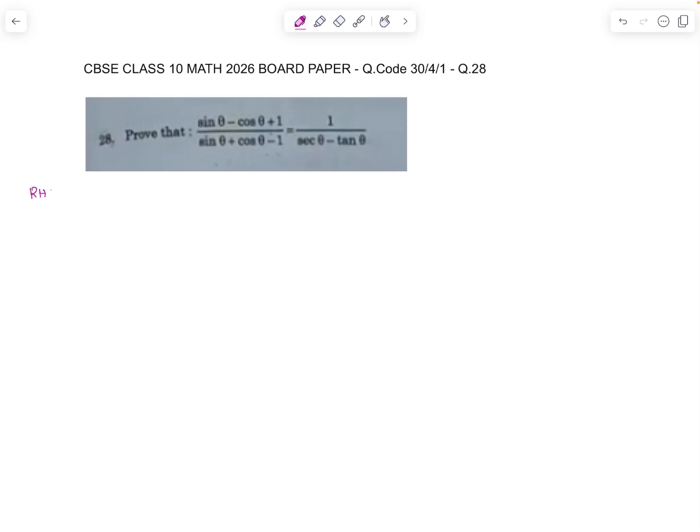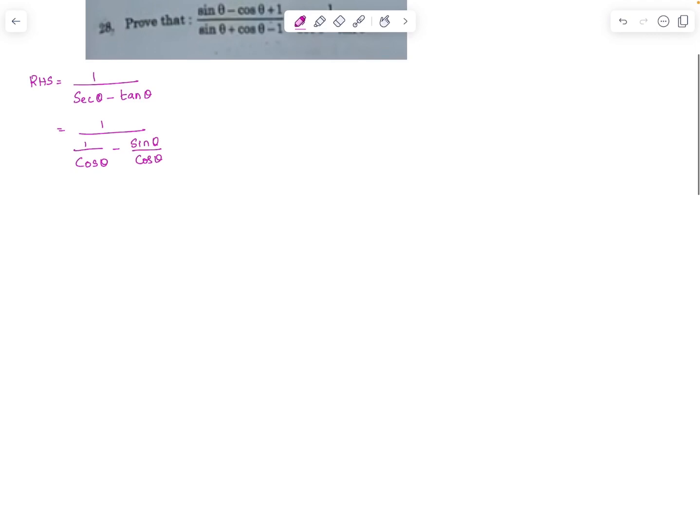The given RHS is 1 upon secant theta minus tan theta. Secant theta is 1 by cos theta, minus sin theta upon cos theta, that's tan theta. So 1 upon (1 minus sin theta) by cos theta. And taking the cos theta to the numerator, we get cos theta by 1 minus sin theta.